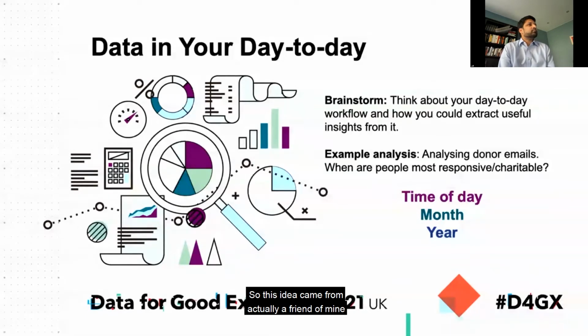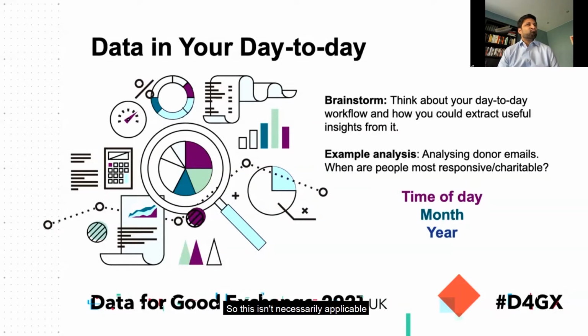This idea came from a friend of mine who also works for a nonprofit, and their main line of business is to raise money for food donation. So she's frequently doing outreach campaigns, and she's doing most of this via email. She wanted to do some type of analysis to see when people are most responsive and when people are most charitable. So is there a time of day that people are most responsive? Is there a time of the month? Is there a time of the year? That way you could better contact those donors and not waste time contacting donors at a time when they're not frequently charitable.